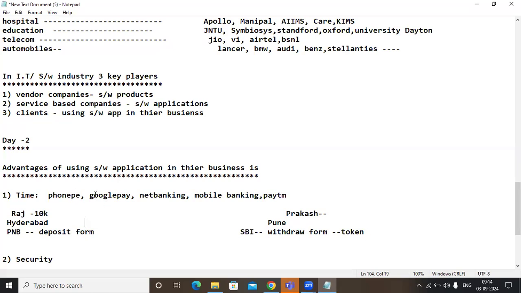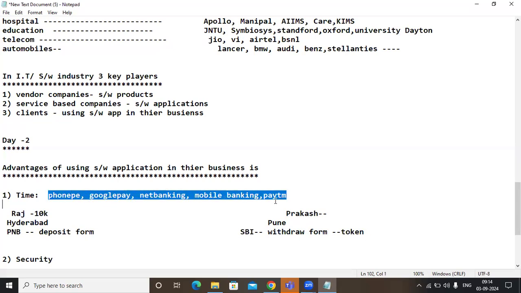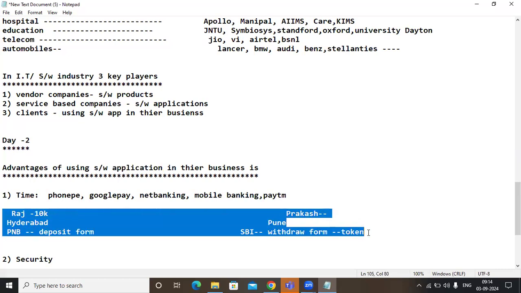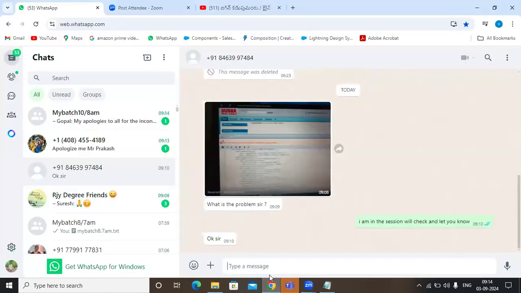But what is PhonePe? What is Google Pay? These are all software applications, yes or no? So with the help of software applications, I can easily complete my transaction within a fraction of a second. Yes, absolutely. I can easily do it.